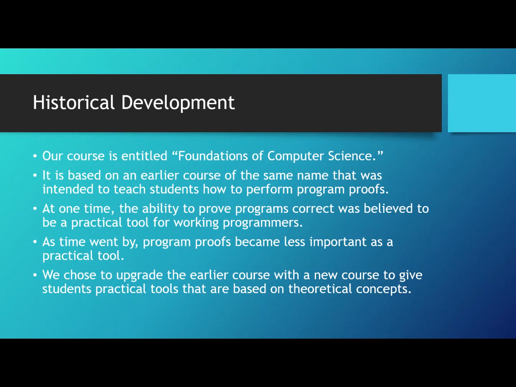Our course is entitled Foundations of Computer Science and is based on an earlier course of the same name. This course was intended to teach students how to perform program proofs. At one time, this ability to prove programs correct was believed to be a practical tool for working programmers, or at least it would be in the near future. But as time went by, program proofs became less important as a practical tool, and so we decided to upgrade the earlier course with a new course to give students practical tools that are based on theoretical concepts.